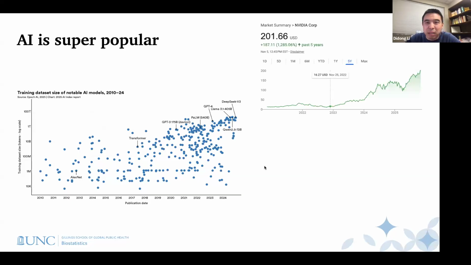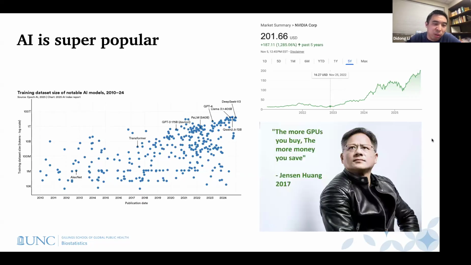This is also evidenced by the stock market. If you're interested, this is the NVIDIA stock price. You can see from the birthday of ChatGPT, about late November of 2022, the stock market was crazy. This is basically because nowadays, if you want to do AI research, almost surely you need to either buy some GPUs or run some GPUs for your research.